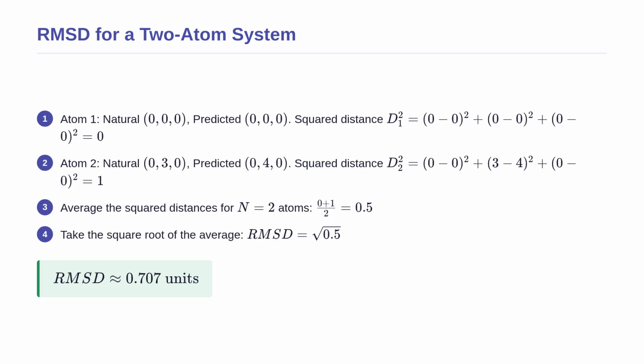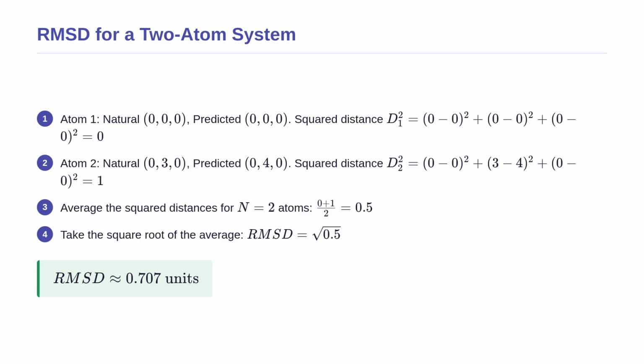Imagine we have a tiny, simplified protein with only 2 atoms. We want to compare its natural structure to a computer prediction. For the first atom, both structures are at the origin, 0, 0, 0. Subtracting these coordinates gives a squared distance of 0, meaning perfect prediction.